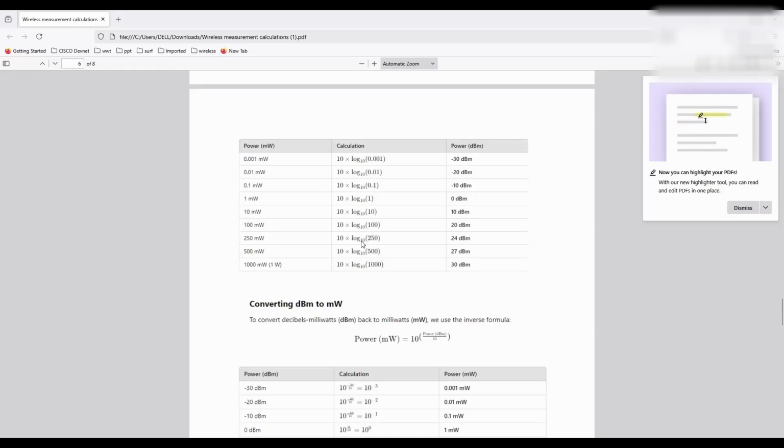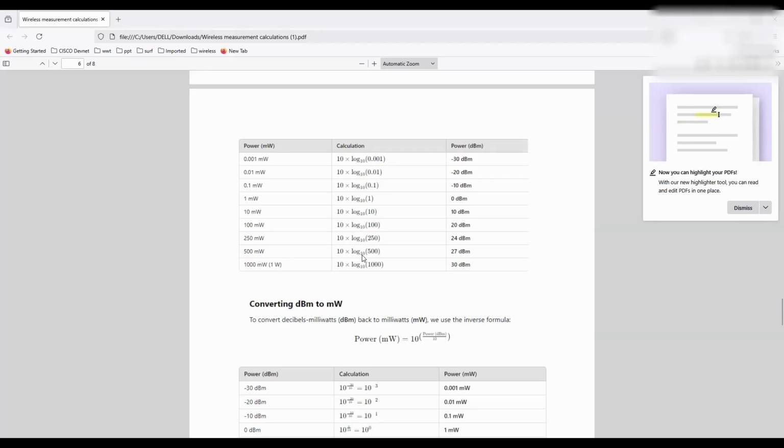Suppose if you take 250. How many times I need to multiply 10 to get to 250? Okay, that is 10 into some approximate value it will come. It is not the exact value. So you can use the calculator also and you can check out log 10 of 250 and that value will come around 24 dBm.